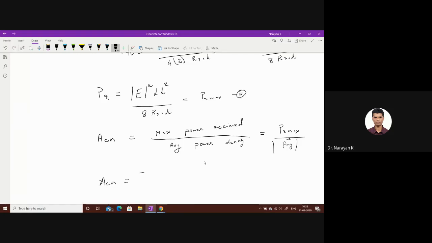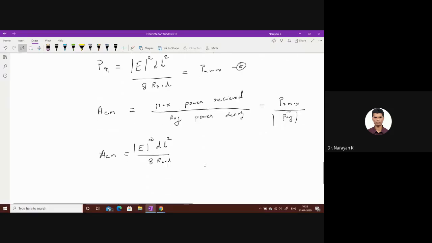So I'll write this as E square DL square divided by radiation resistance, divided by, your average power will be nothing but half E square by Z naught.